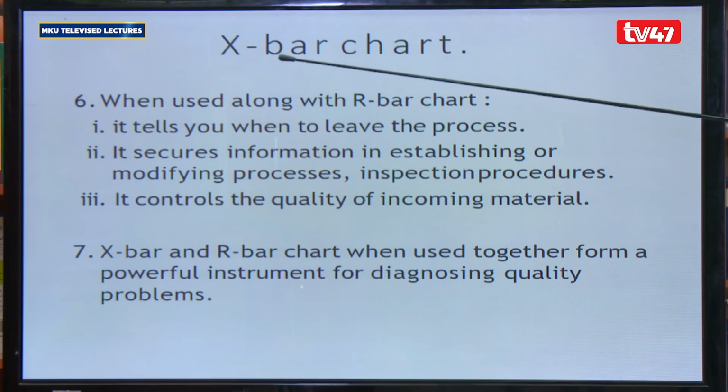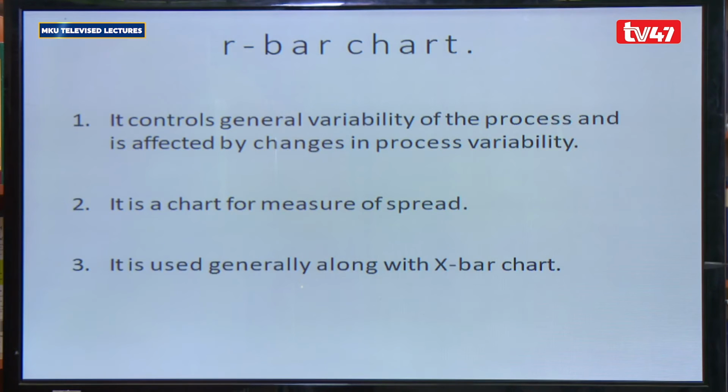So when the two are used, X-bar chart and R-bar chart, they can form a powerful instrument for diagnosing quality control. Then we have now the R-bar charts. What are they used for? R-bar charts are used to control general variability of the process and are affected by changes in process variability. So it is close to the X-bar chart, and it is a chart to measure the spread.